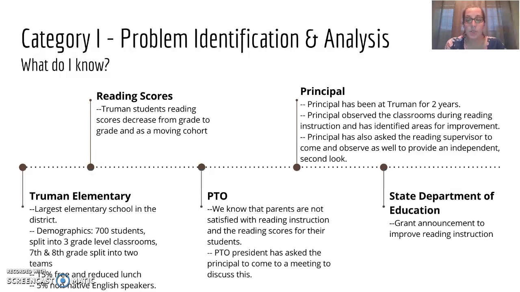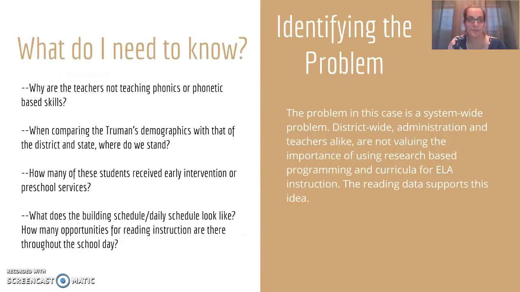What we know about our principal is that he or she has been at Truman for 2 years. The principal observed the classrooms during reading instruction and then has identified areas for improvement. And the principal has also asked the reading supervisor for the district to come and to observe in order to provide some independent second look, second opinions on the reading instruction. We also know that the State Department of Education has made an announcement that there is a grant available to improve reading instruction. And it looks like Truman would be a good candidate for this grant.